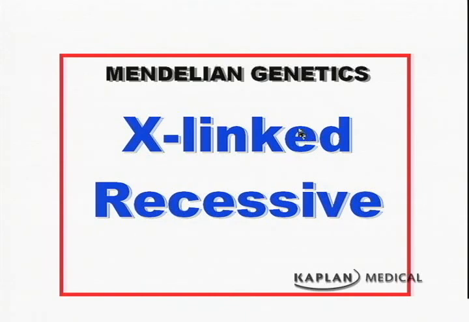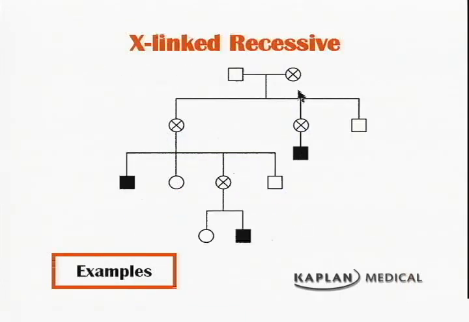All right, our third Mendelian disorder is X-linked recessive. And here is the pedigree. Let's look at this. Does the disorder affect all generations? And you can see, no, it doesn't. It skips generations. Second question, are there carrier states? Yes, there are. Is there any gender predominance?